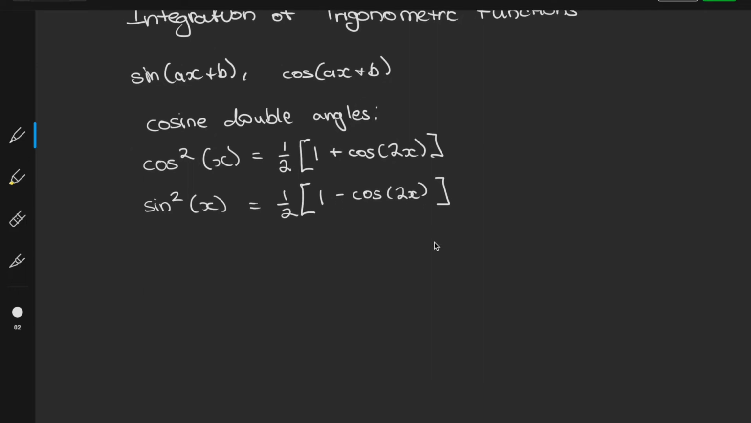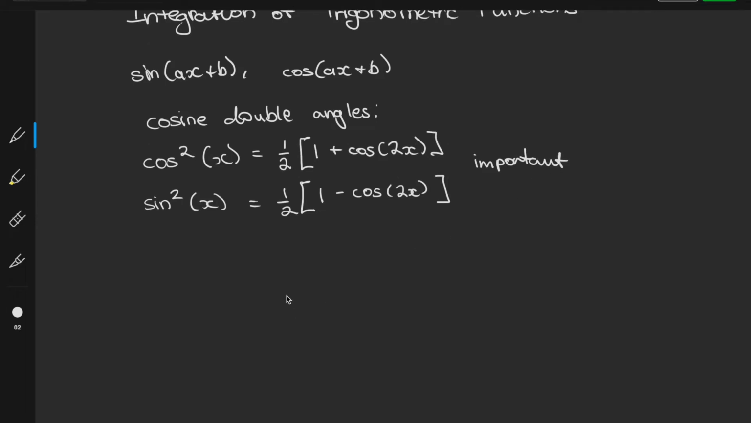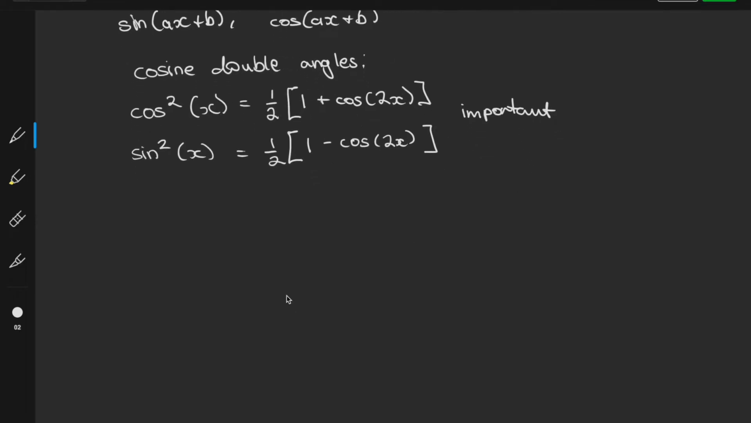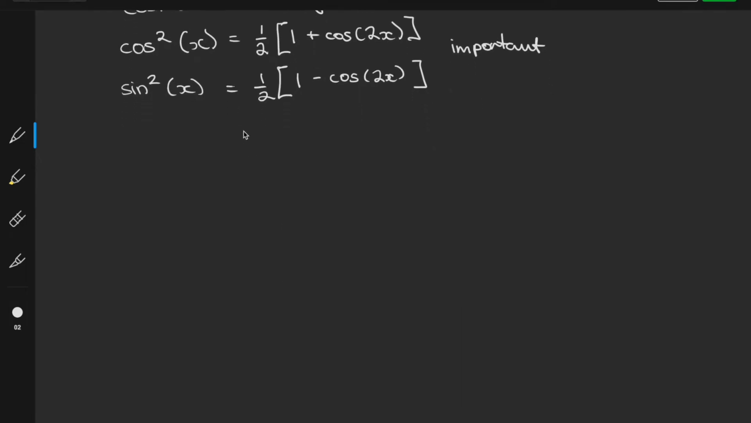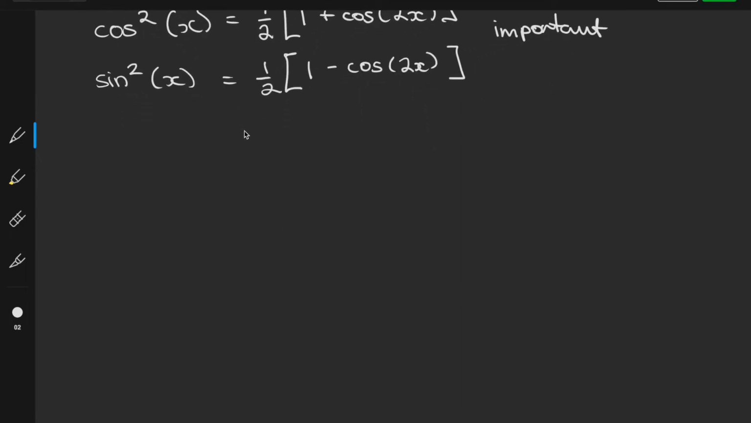So just get familiar with these and make sure that these two formulae are really implanted in your brain, because they will 100% come up all the time in your WACE exams. So we'll start off with a pretty simple example.